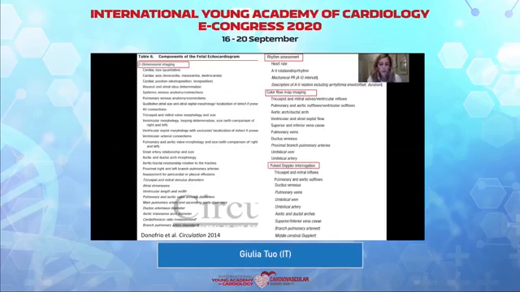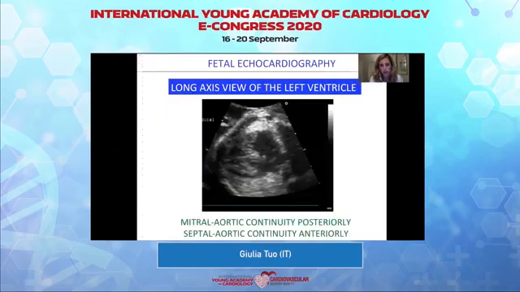And what about the components of the exam? As you can see, this is a very long list of components, from the structural information that we have to get from the single exam, going through the rhythm analysis, adding also other techniques that the obstetrician does not use, like the color Doppler and the pulse Doppler.